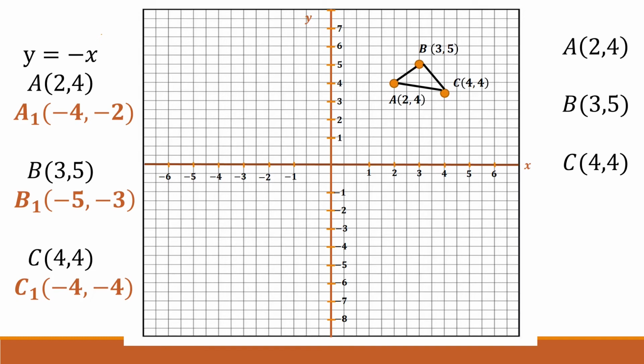So with this, we can just go ahead and plot them. I'll pick the first point, which is A1, negative 4, negative 2. The next point, B1, which is negative 5, negative 3. And the last point, C1, which is negative 4, negative 4. And so I'll just join them together: A1 to B1, B1 to C1, and the last, A1 to C1. And that forms the image triangle A1, B1, C1. You can also decide to use the mirror line to demonstrate the reflection in the line y equals negative x.